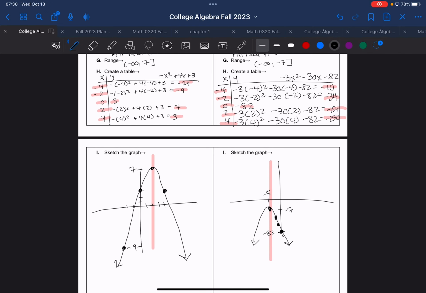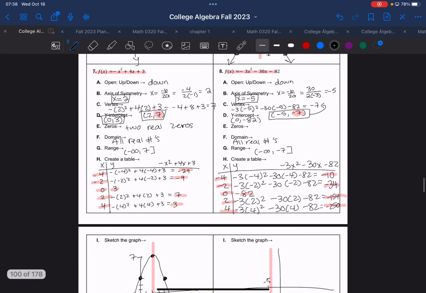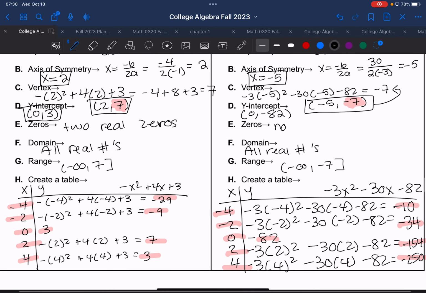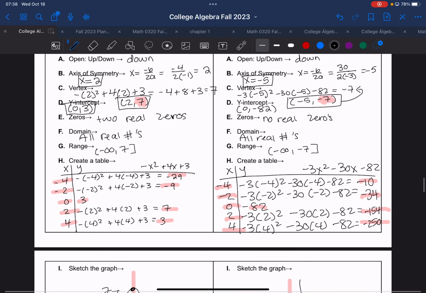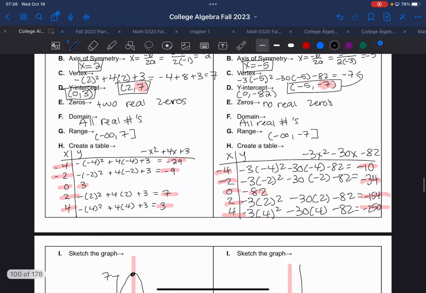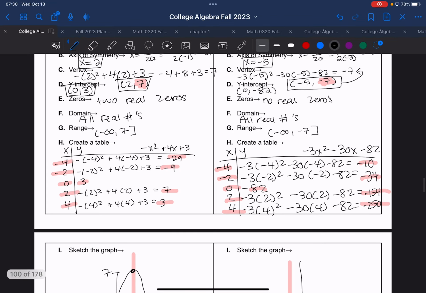And what does that graph tell you about the zeros? There are no real zeros. So the reason I'm writing no real zeros is because there is such thing as imaginary values. But we don't talk about those in this course. No real zeros.